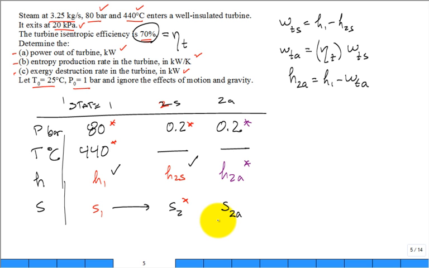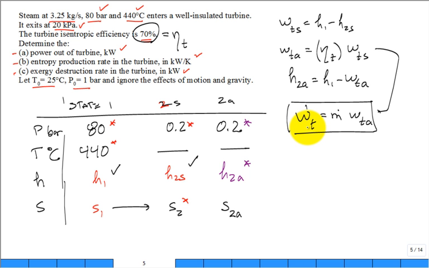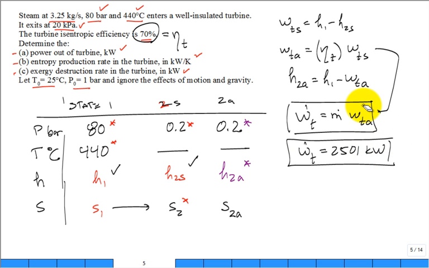Not where S2 is equal to S1. Okay. So the power out would be: you multiply W dot T is equal to the mass flow rate times WTA, this answer right there. And for this problem, for these numbers, the power out was around 2501 kilowatts. Don't box that. I changed numbers from last time.